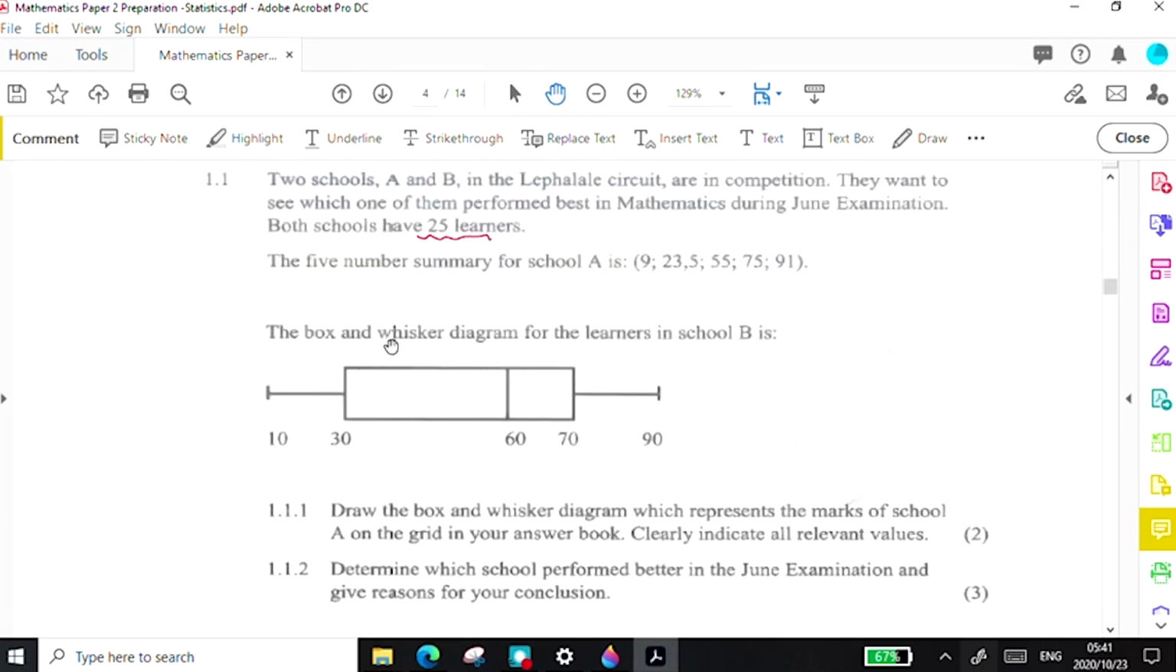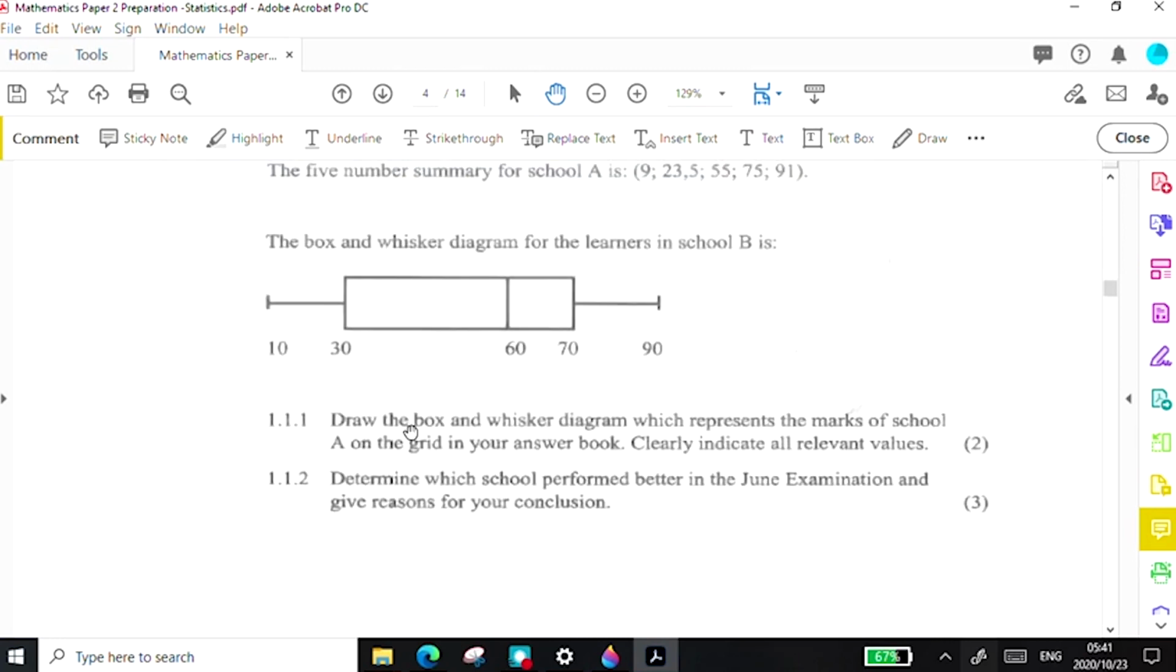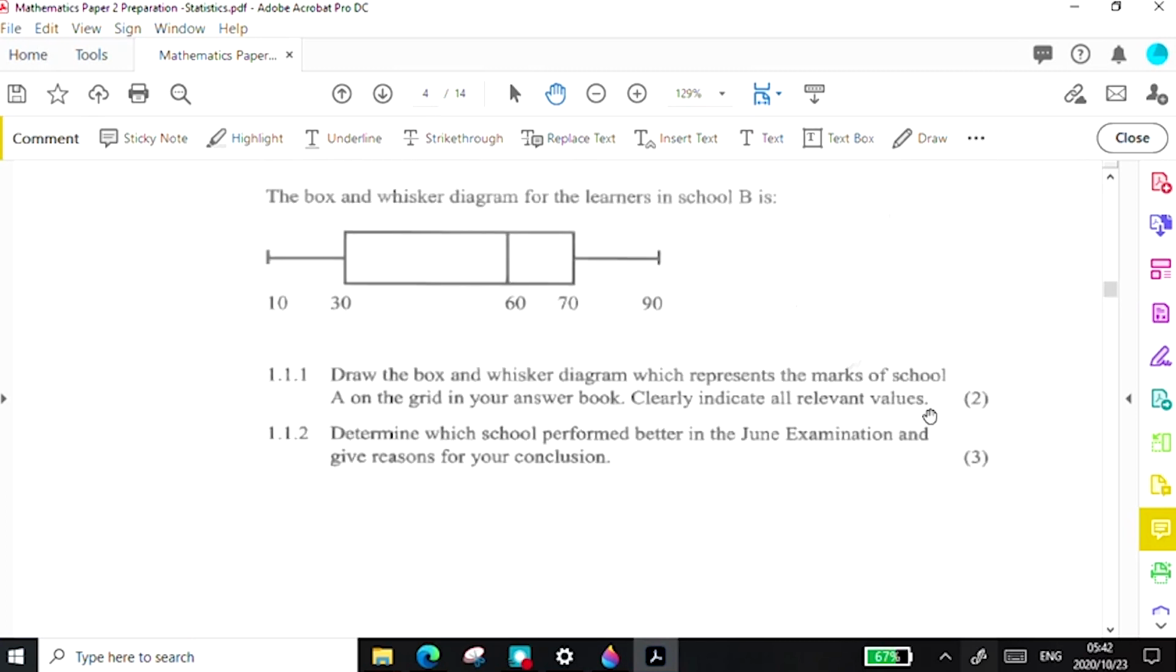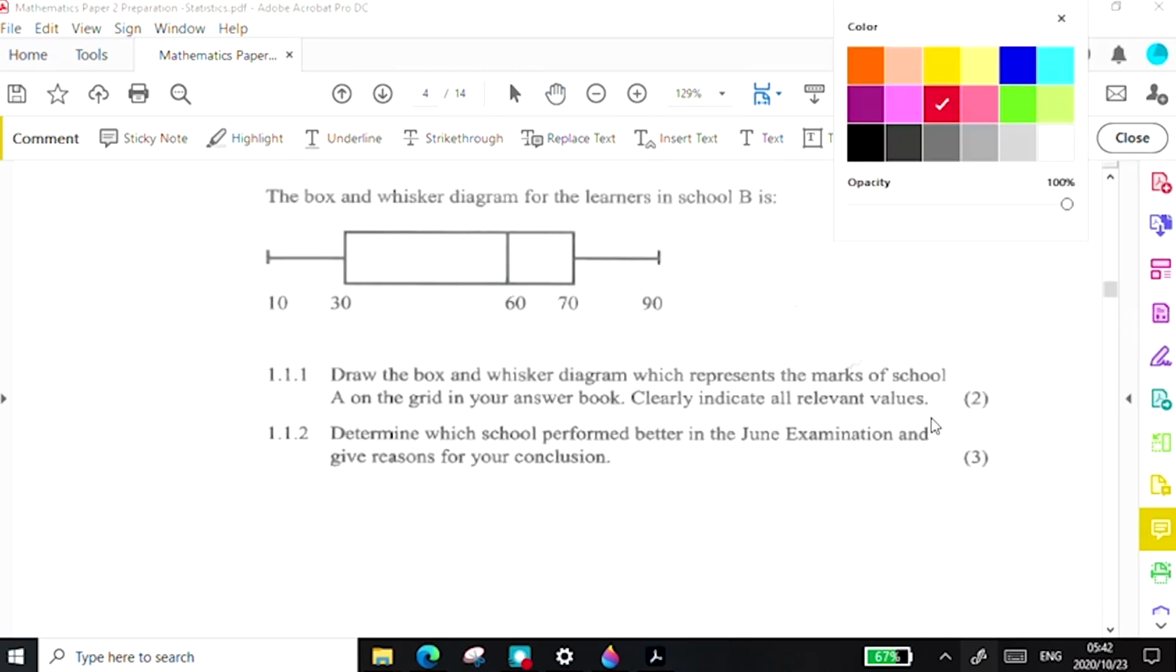The box whisker diagram for learners in B is given. So we're given a box whisker plot for learners in B. We are required to draw the box and whisker diagram which represents the marks of school A on the grid in your answer book, clearly indicating all relevant values. So we want to sketch a box whisker diagram.